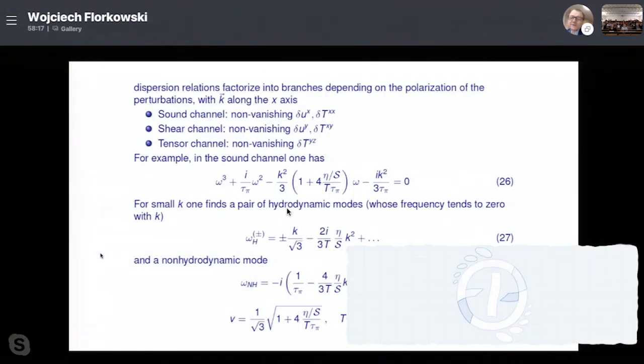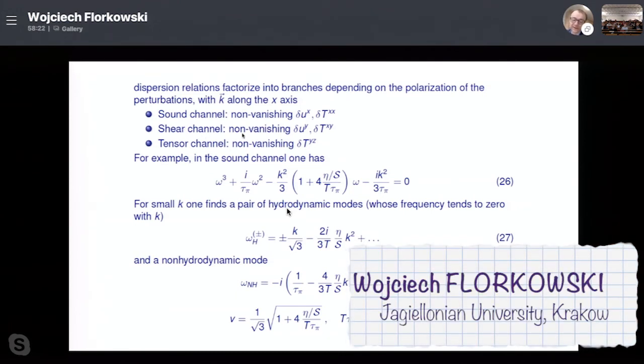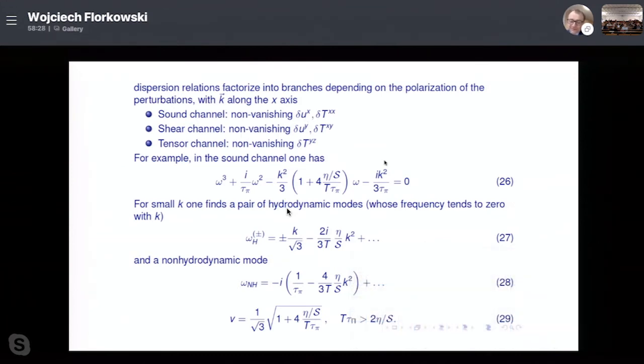You make a perturbation, yes? So you look for some perturbation of all quantities as plane waves. You write, for instance, delta u_x as some amplitude times e to the minus omega times time plus i k x, like a plane wave. And you put such plane waves into the hydrodynamic equations, and then you will get some relations between the frequency omega and the wave vector. So it's like solving the Schrödinger equation, when you put the plane wave and you get that omega is k squared over 2m, or something like this.